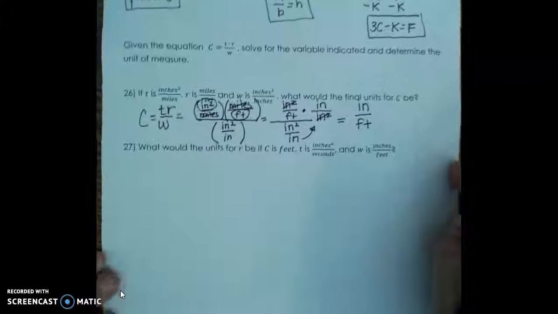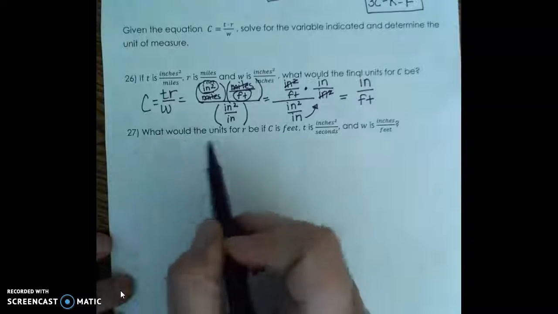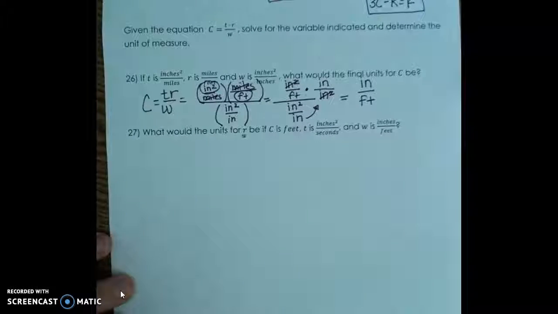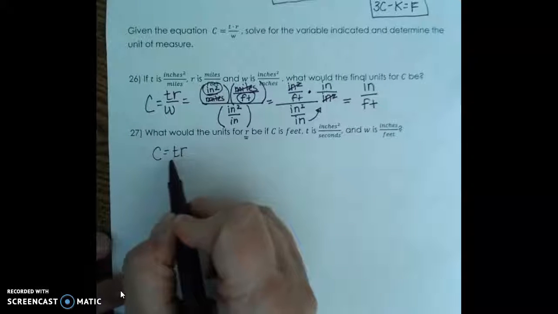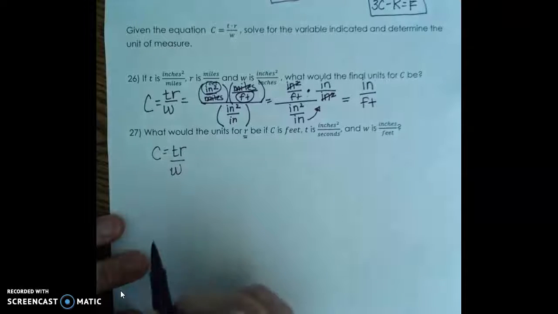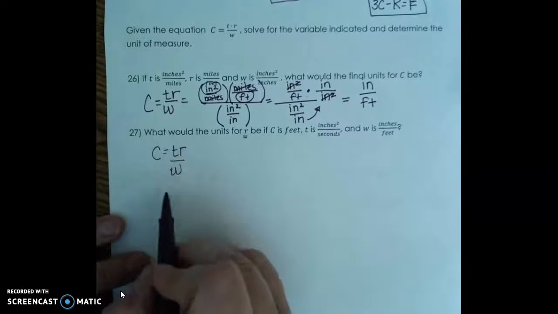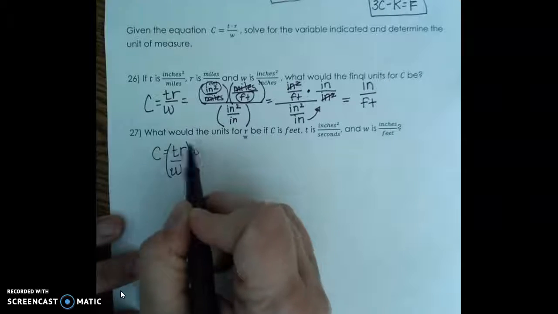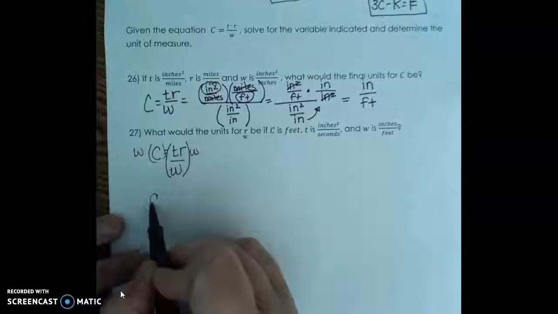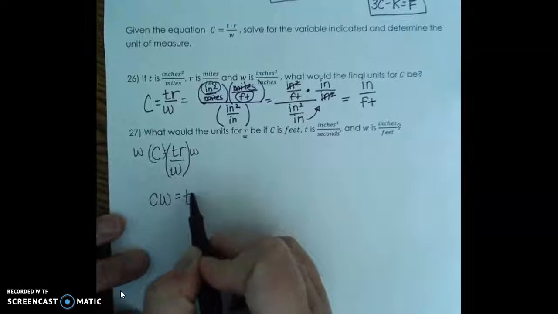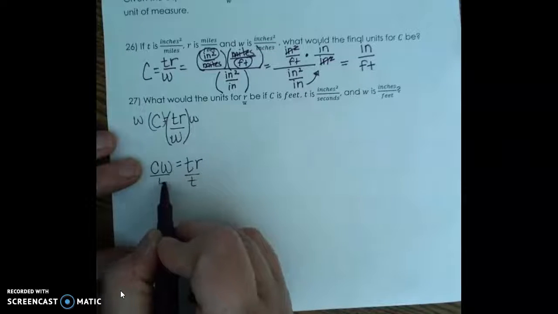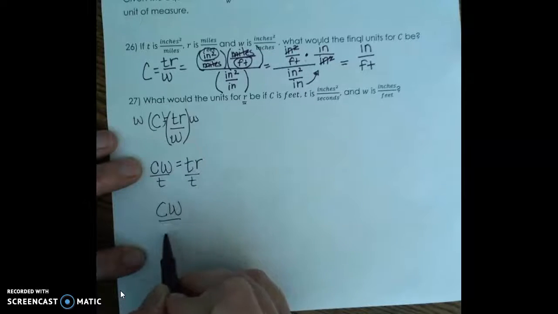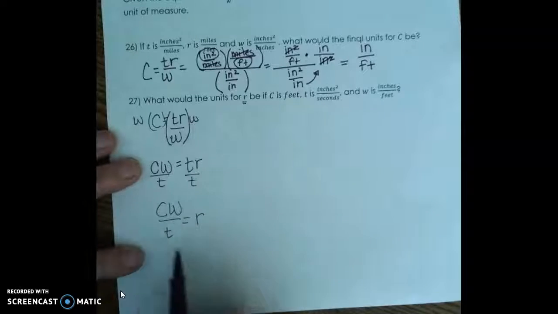27 works very much the same way. 27 wants to know what the units for R would be. Because it's asking for R, what I'd like to do first is let's get R alone so we're not trying to move all these units around. Here's the original formula. R is in the numerator. That means we need to get rid of the denominator first. So we're going to multiply both sides by W. So we get CW equals T times R. To get R alone, we're going to divide both sides by T. CW divided by T equals R. So this is what I'm going to plug into here.